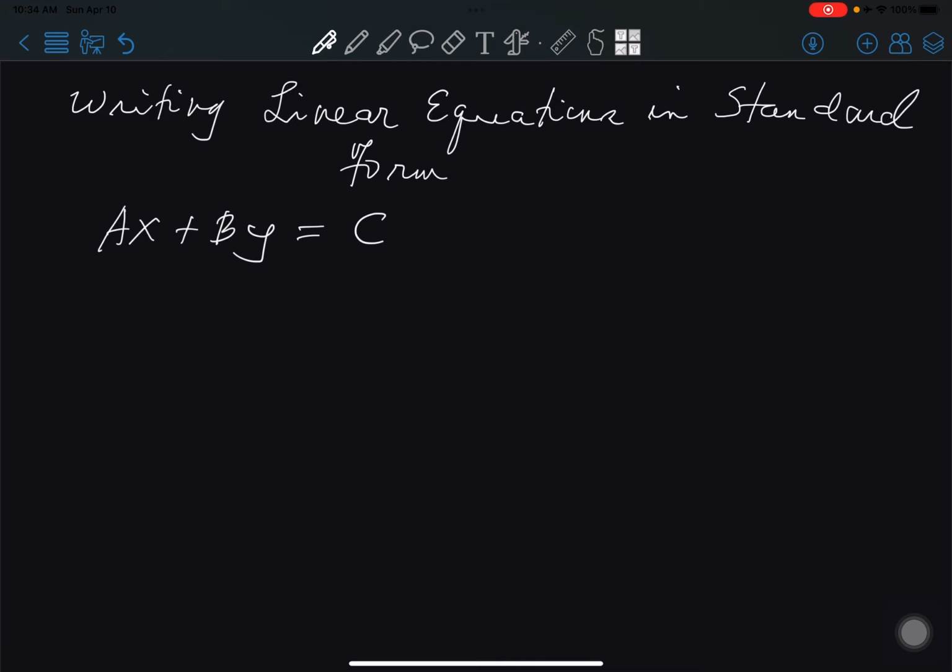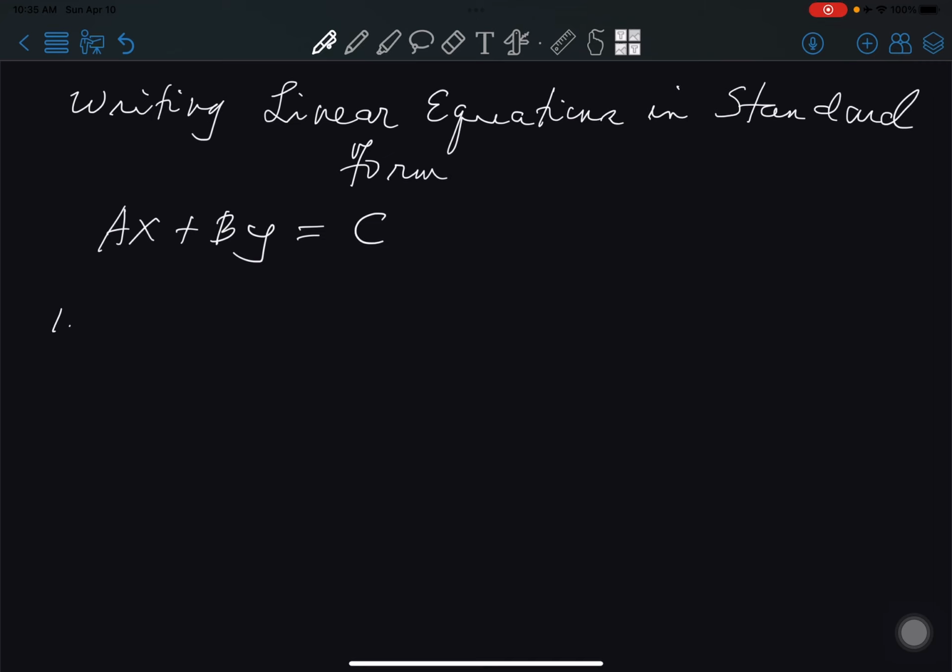So when we talk about linear equations, these are equations wherein the variables have an exponent of 1. It must not go above 1. It must only be 1. Okay, so how do we write linear equations in standard form?